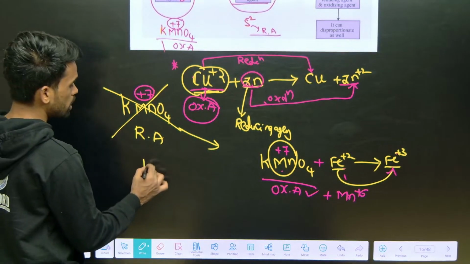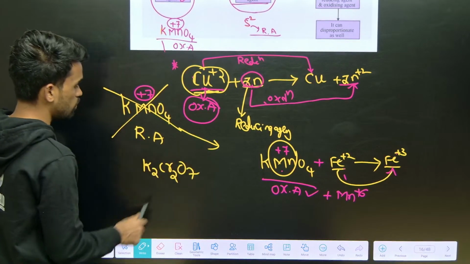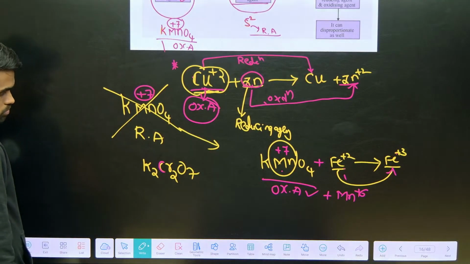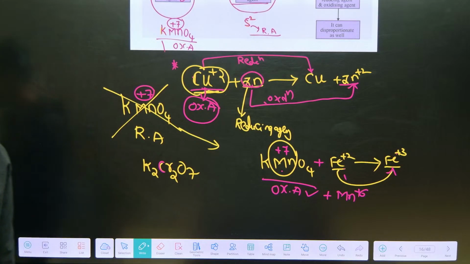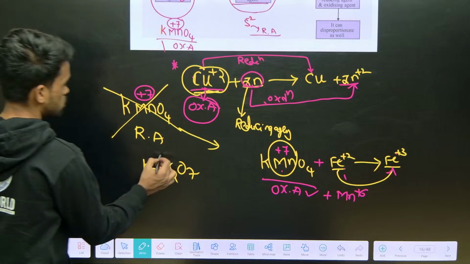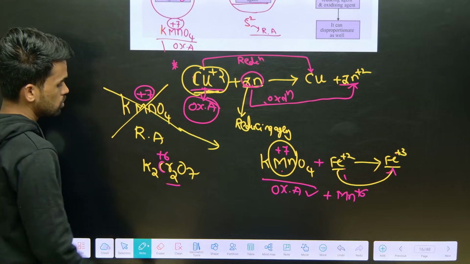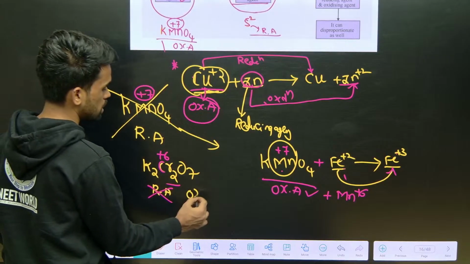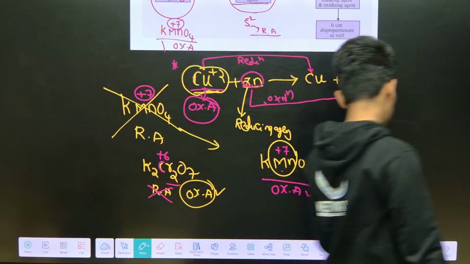Okay, a similar story is applicable for K2Cr2O7. What is the oxidation state of chromium here? Tell me, based on the discussion. +6. Whenever it is in the +6 oxidation state, this is the maximum oxidation state possible for chromium. So it cannot be a reducing agent, it can be an oxidizing agent only. Okay, that's it. This is the discussion of the topic.